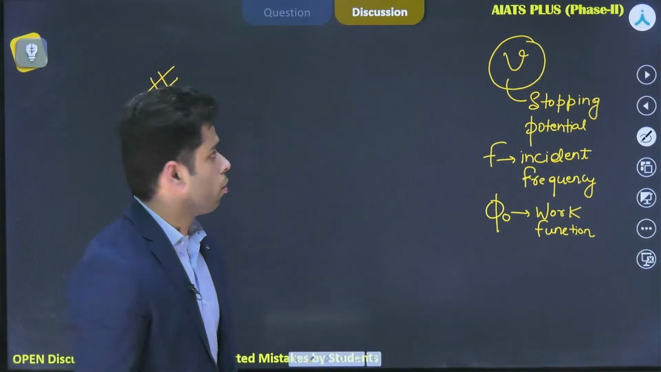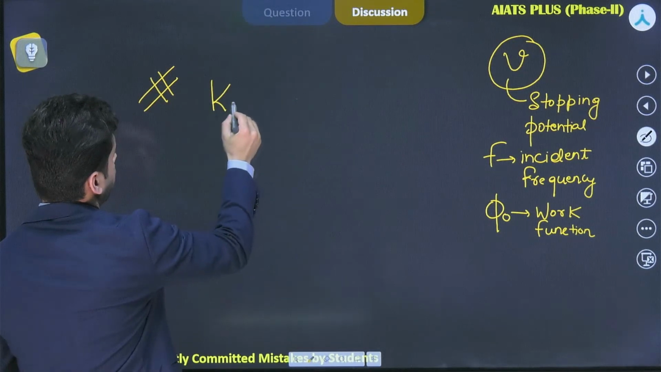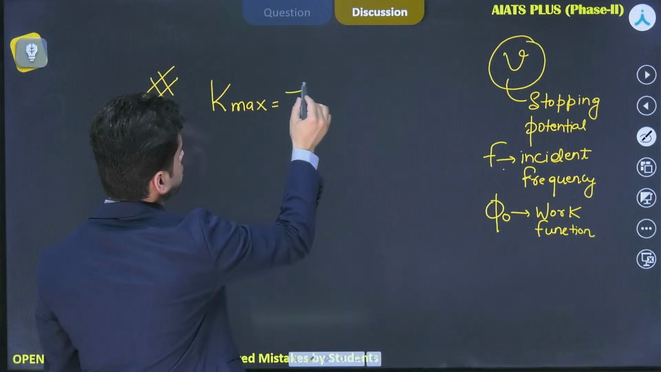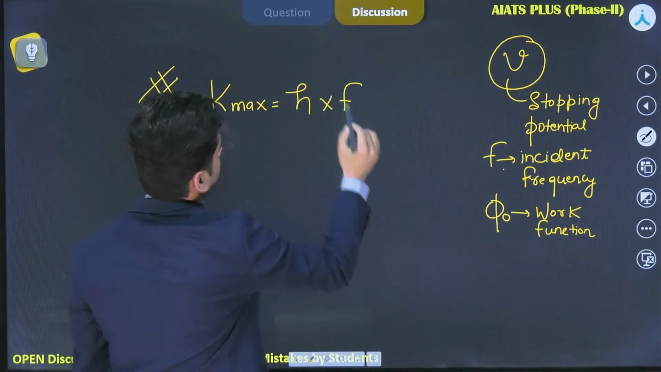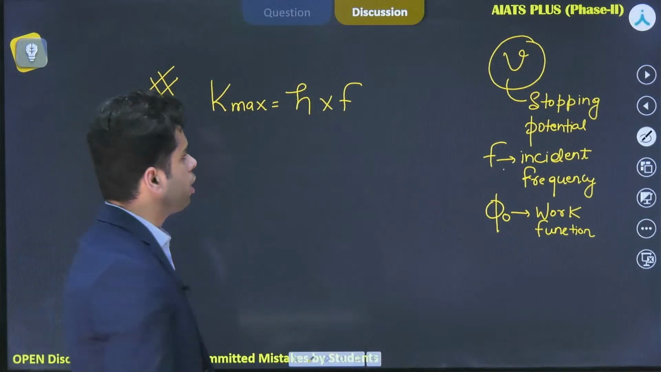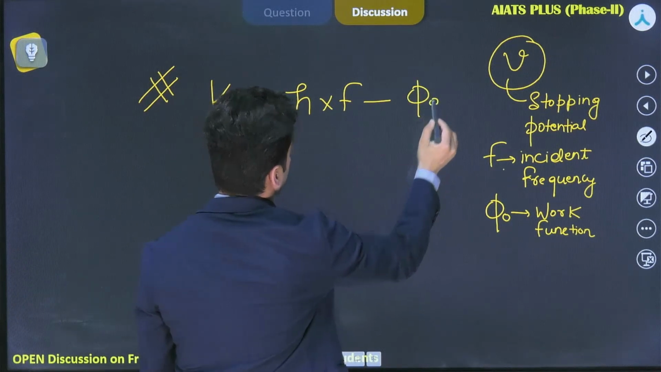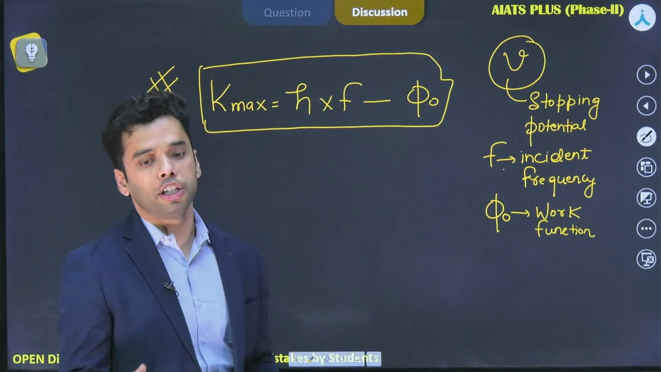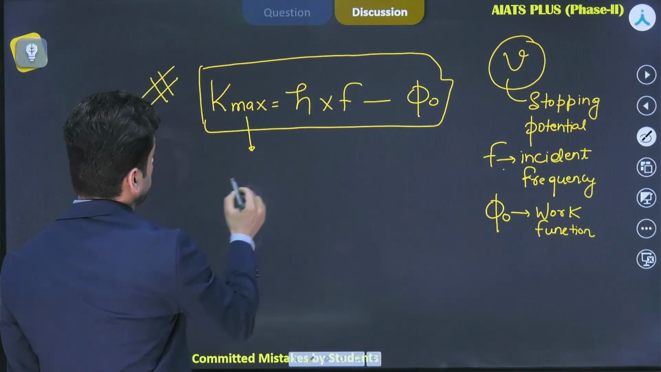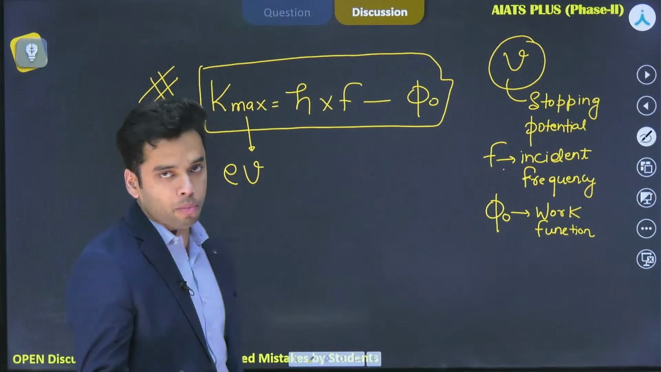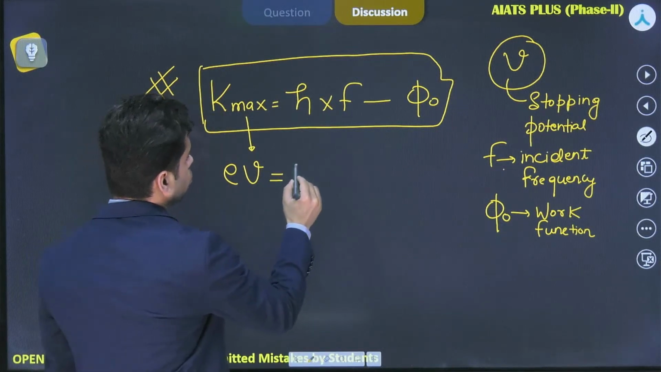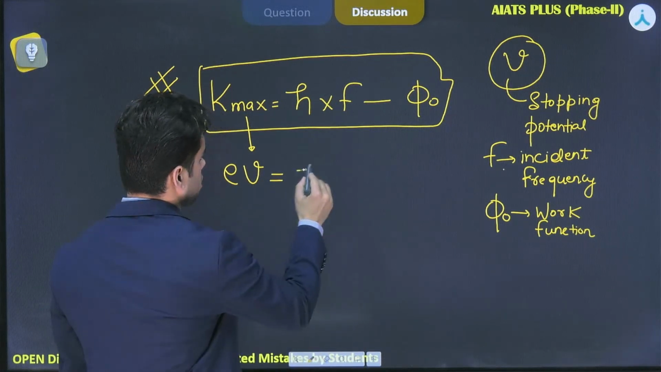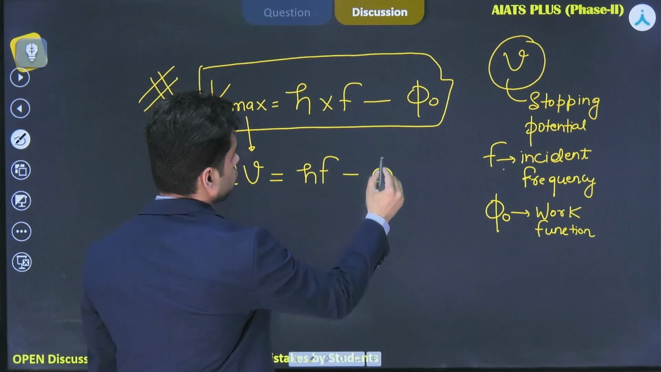Right. Now, dear students, the maximum kinetic energy of photoelectrons, K max, is given by, if F is the incident frequency, the energy incident will be equal to H into F. So the maximum kinetic energy will be equal to H into F minus the work function, phi naught. Right? This is the equation we all know. K max is equal to H into F minus phi naught. Now this K max can also be written as E into V, where V is your stopping potential. So E into V is equal to H into F minus phi naught.